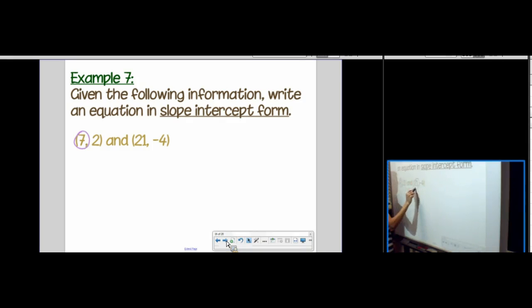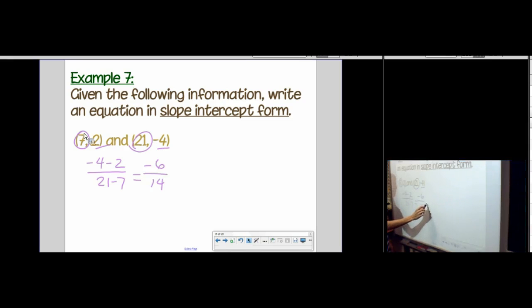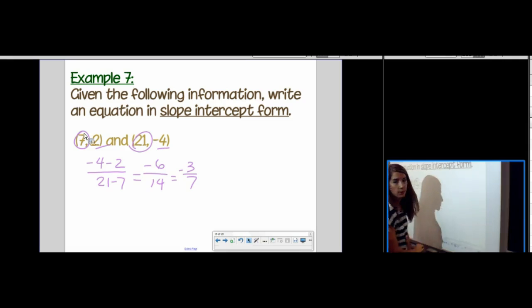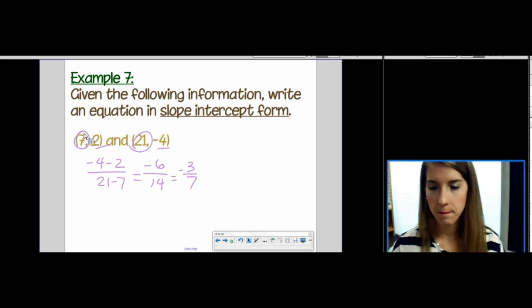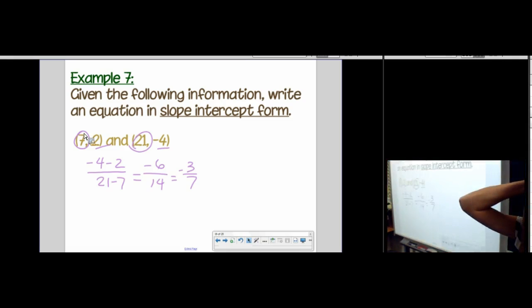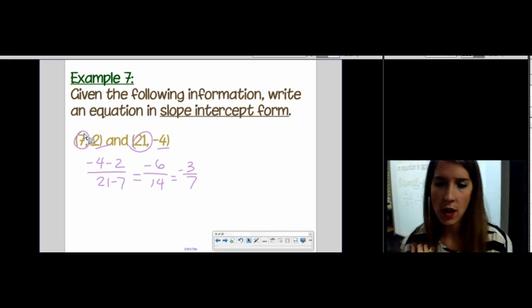I'll circle my x's and underline my y's. y minus y over x minus x. So what do we have? -6 over 14, which is -3/7. Did y'all get the same thing? Find the slope? Good. Okay. Now we want to write an equation of the line.